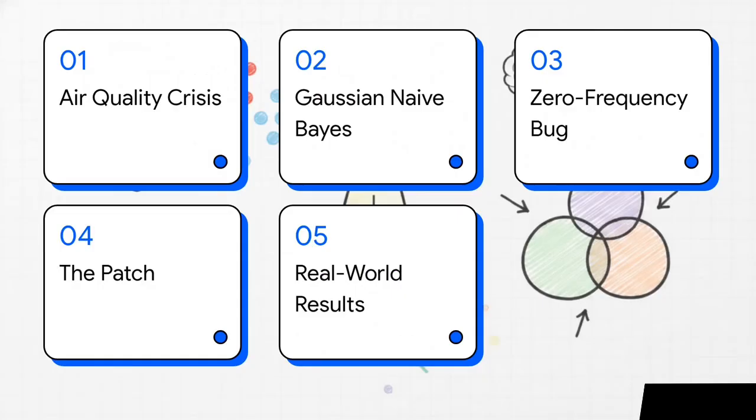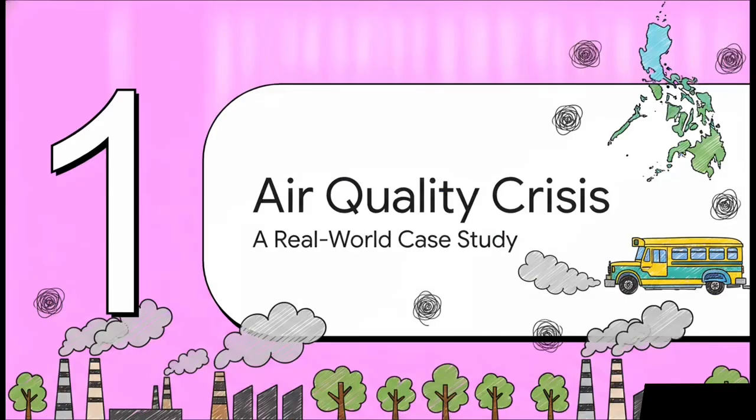So here's our roadmap for today. First, we'll look at the air quality crisis. Then we'll meticulously break down GNB, dive into the zero frequency bug, check out the Parson-Rosenblatt patch, and finally, we'll wrap up with some real-world results. All right, part 1, the air quality crisis.